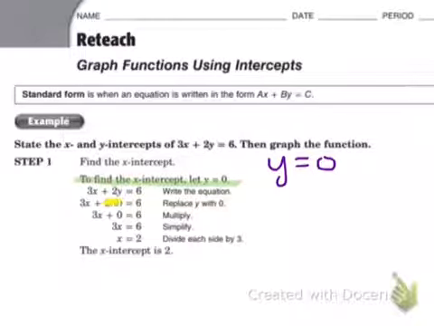Working that out, 2 times 0 is just 0. So 3x plus 0 just gives me 3x. And then that last step is just to divide by 3. So when I divide by 3, I get x equals 2. Alright, so that tells me that my x-intercept is going to be a positive 2.